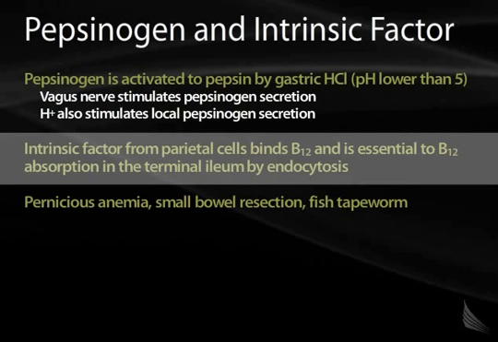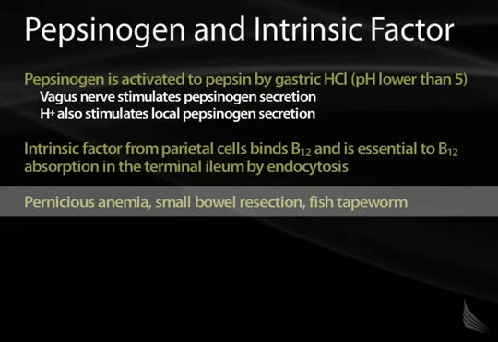Intrinsic factor is important because it binds B12 and is essential to B12 absorption in the terminal ileum by endocytosis. In the presence of intrinsic factor, B12 absorption can take place. If intrinsic factor is not present, then B12 absorption cannot take place. This is present in pernicious anemia, where B12 absorption is not occurring because of a lack of intrinsic factor. Small bowel resection with resection of the terminal ileum also results in B12 deficiency, but not due to a lack of intrinsic factor.